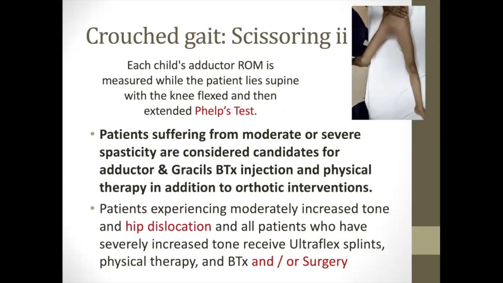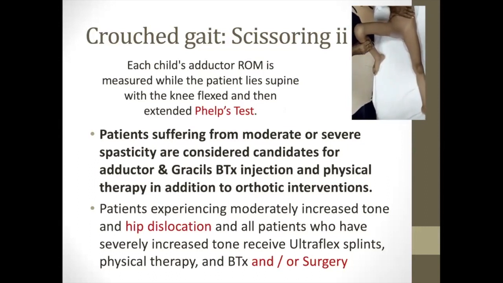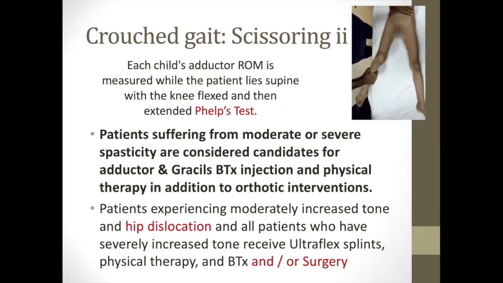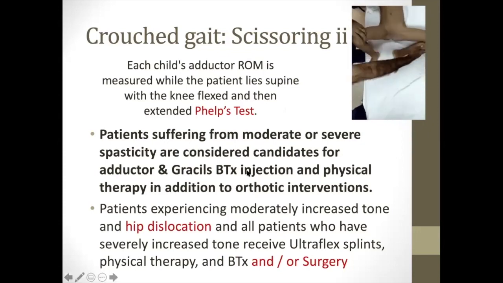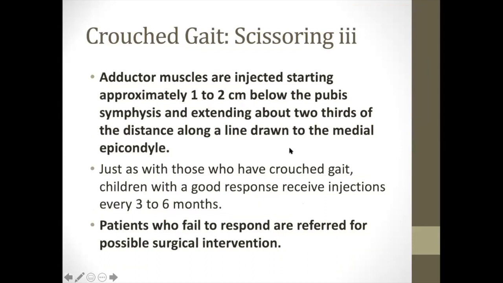In this candidate, if the child is 2 or 3 years old, you are not going to do the surgery, because surgery is not indicated at this stage. So you give the Botox injections in the adductors and the gracilis to prevent dislocation of the hip. So monitoring is very important. The adductor muscles are injected from the pubic symphysis, 1 to 2 centimeters down.